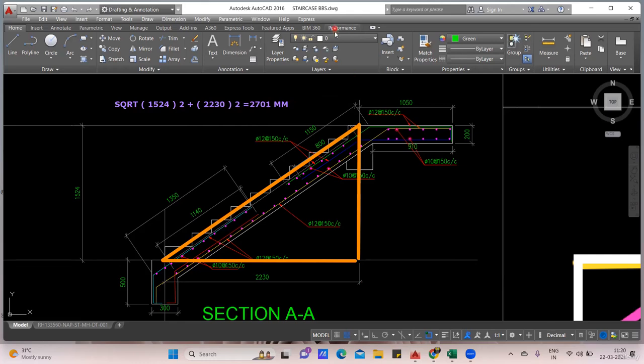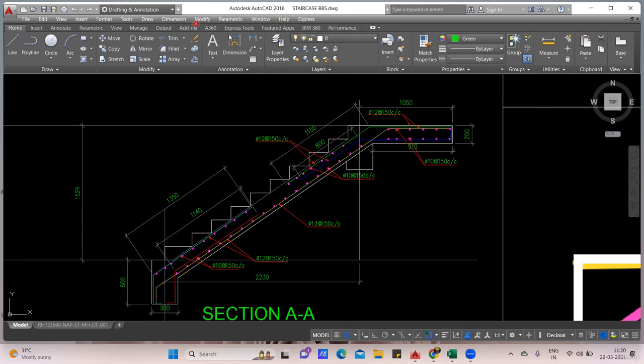Understood? Great. Now, the thing is that since it's parallel, this particular slope, what is going from here, and this particular bar, what I have, they're almost parallel to each other. That means whatever length I got now, that is 2701, is the same from here to here. You're getting my point? So let me repeat that once again. Whatever slope I got, or whatever inclined length I got, from here to here, is almost the same as, or equal to, this particular length from here to here.